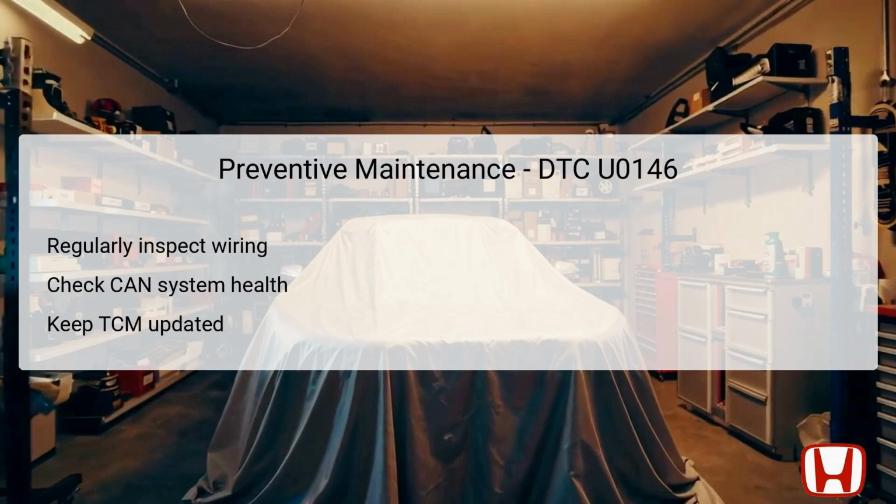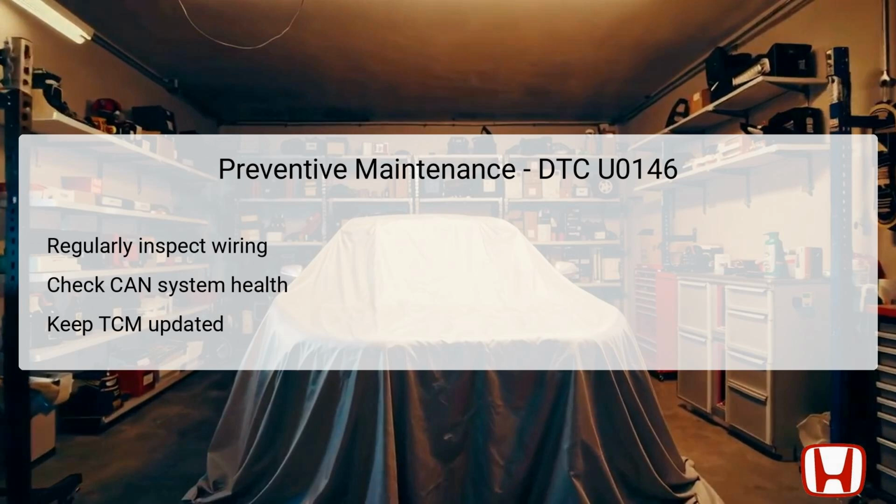Preventive maintenance plays a crucial role in avoiding future occurrences of DTC U0146 after repairs have been made. Regularly inspecting the wiring and connections in the FCAN circuit can help identify wear and tear or potential issues before they escalate into significant failures. Additionally, checking the health of the CAN system as part of routine diagnostics can ensure that all modules are communicating effectively and that any emerging faults are detected early on.